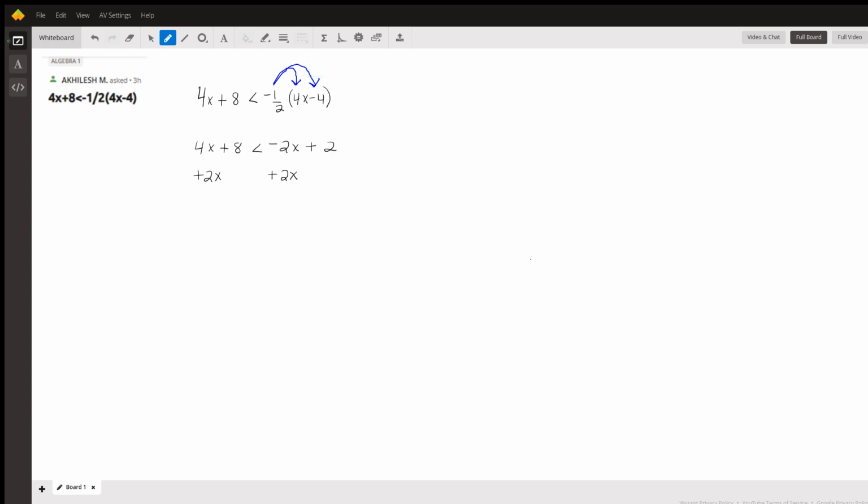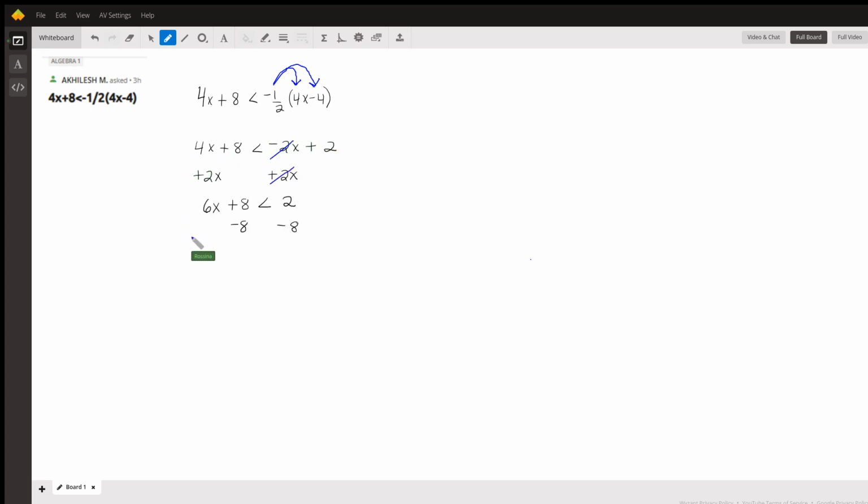Now, again, we need to get all of our x terms together to one side. I choose to add 2x to the right side because I know that negative 2x plus 2x will cancel out. And you make sure that you add to the left side to keep this balanced. So 4x plus 2x is essentially 6x. And in our next step, we will see that we get our 6x plus 8, which we brought down from up here, is less than 2, which we brought down from the right side.